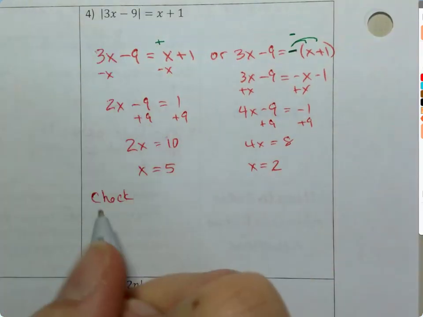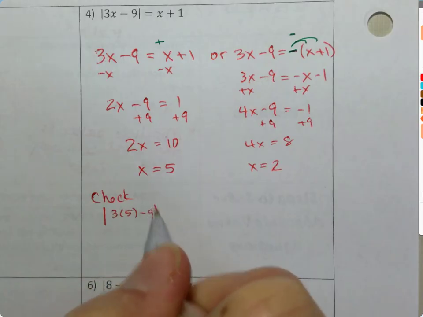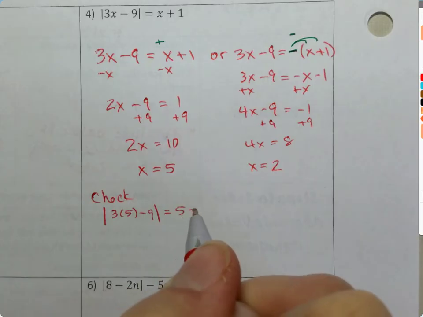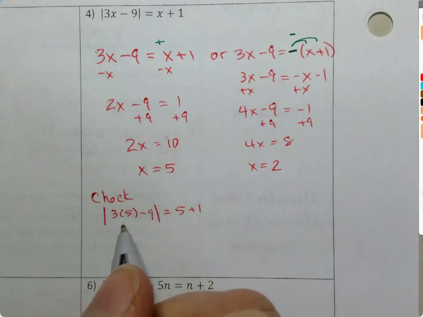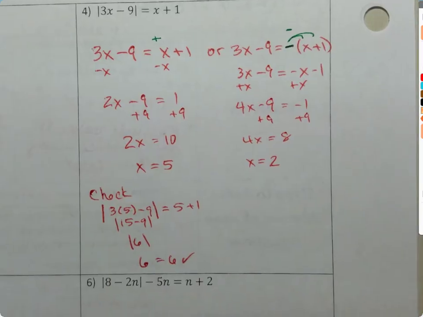Go back to the original. The absolute value of 3 times 5 minus 9. Is that equal to 5 plus 1? All right, well, that would be 15 minus 9, which is 6. What's the absolute value of 6? 6 does equal 6, so I'm happy with that answer.